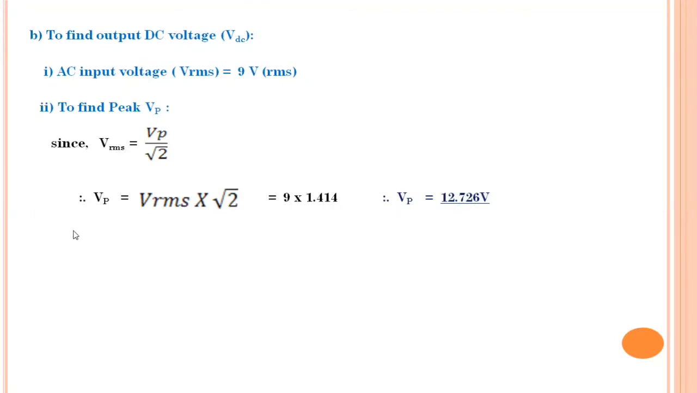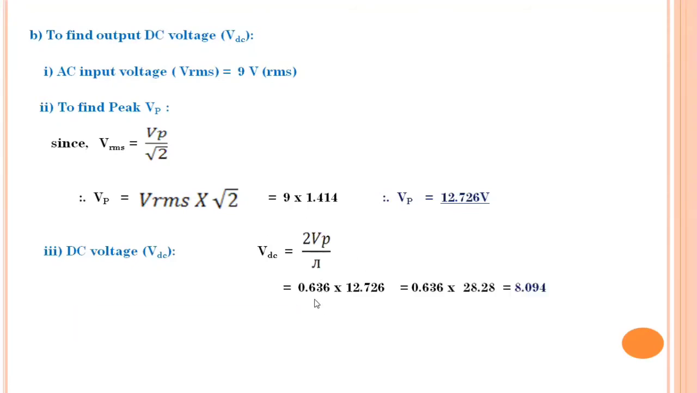Then the next one, the DC output voltage. How to find VDC? The formula is VDC equals 2 Vpeak upon pi for the full wave. Put the value of Vpeak: 2 upon pi is 0.636, times Vp, which is 12.726. If you solve it, it becomes 8.094. Therefore, 8.094 volt is the required DC output voltage of this example circuit.